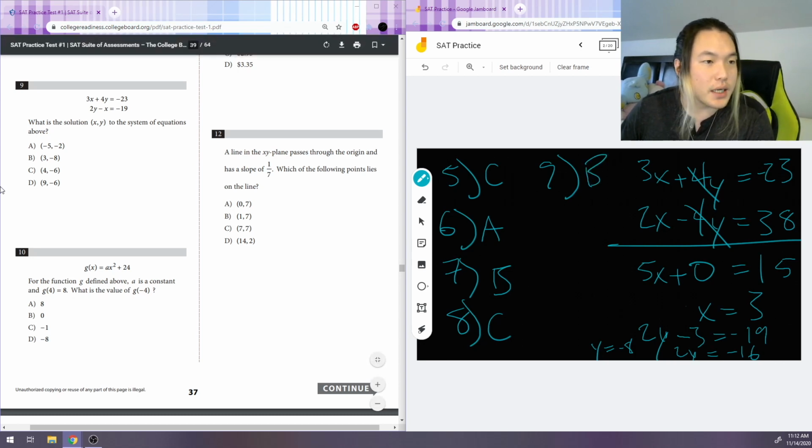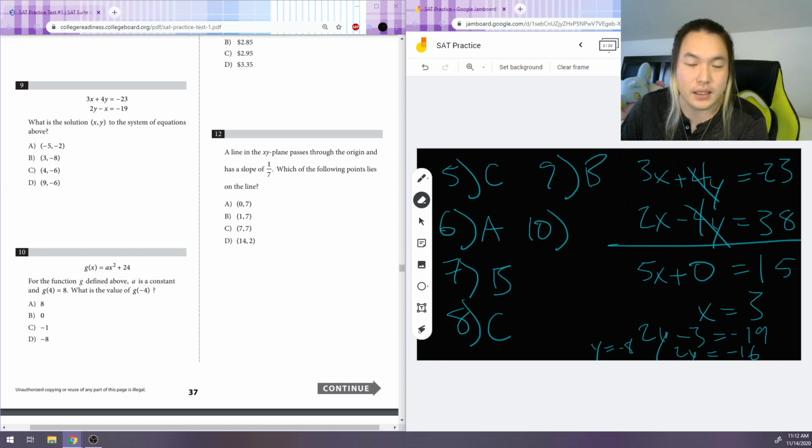And then let's double check. So we just kind of solved that one using the bottom problem. So 2 times negative 8 would be negative 16. Minus 3 is negative 19. Definitely works. And then we would have 3 times 3 is 9. Plus negative 8 times 4, that's negative 32. Negative 32 plus 9, that's negative 23. B works.